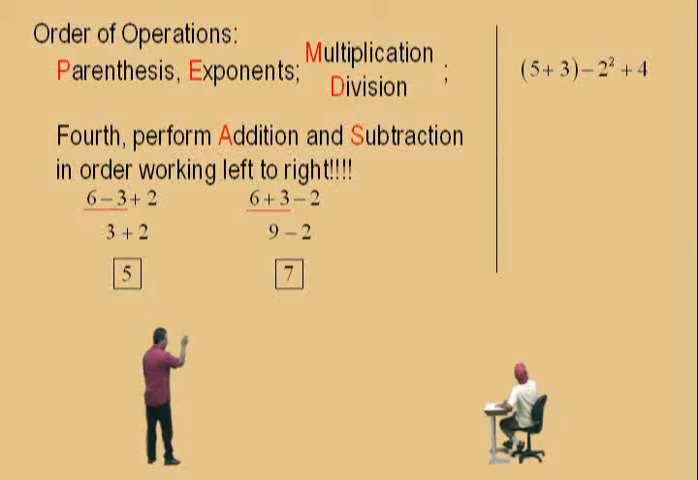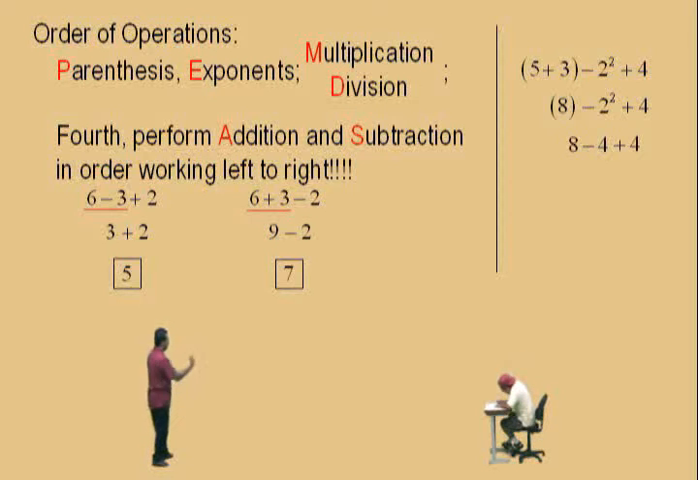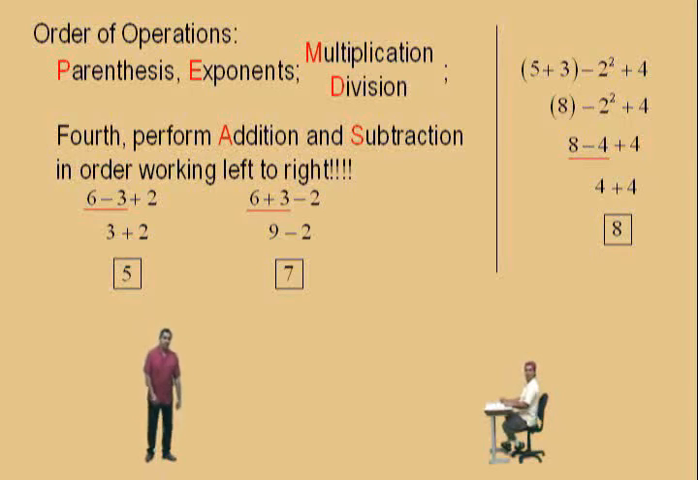Now, step it up a bit. 5 plus 3 in parentheses, subtract 2 squared plus 4. Parentheses first, which is 8. Now, bring down our work. What's next, Charlie? We've done our parentheses. Do we have exponents? Exponent. Yes. So we got to do the 2 squared, which is a 4, right? And we bring down our work. 8 subtract 4 plus 4. Now, addition, subtractions. Which one comes first? Subtraction. So we do 8 subtract 4, which is what, Charlie? 4. And 4 plus 4 is 8. Very nice there, Charlie. So that's our order of operations.